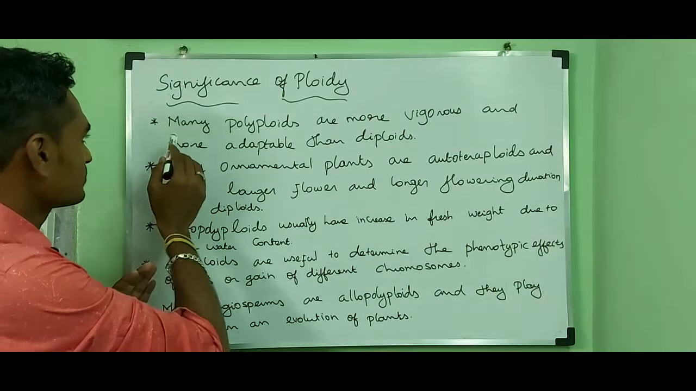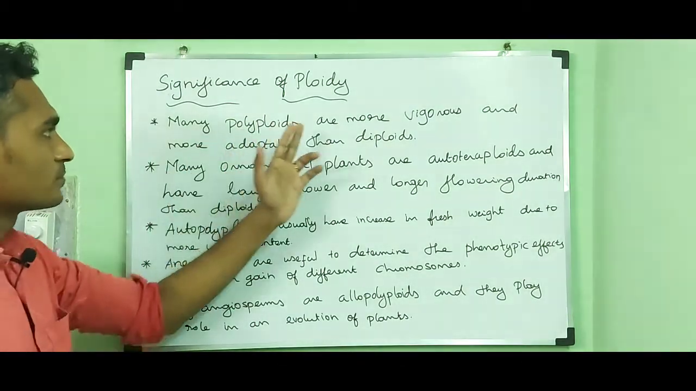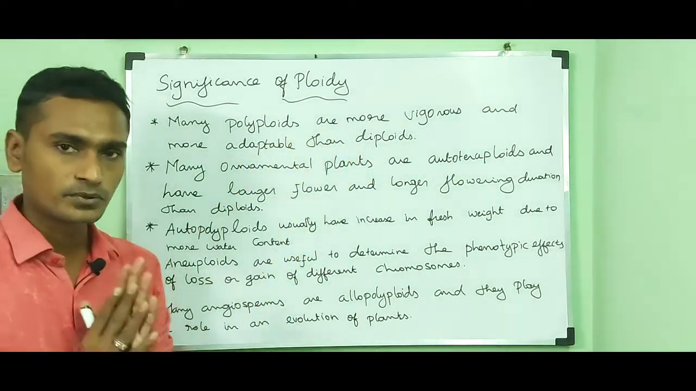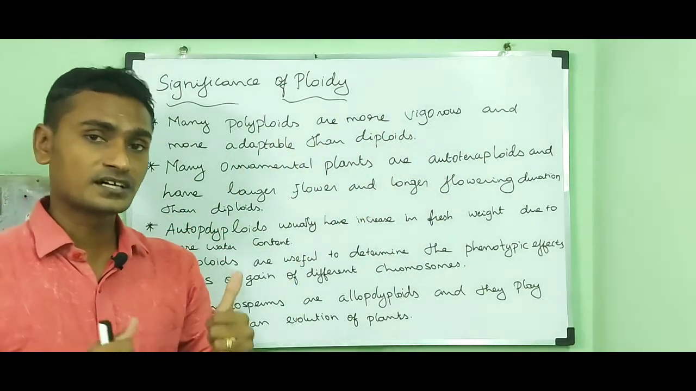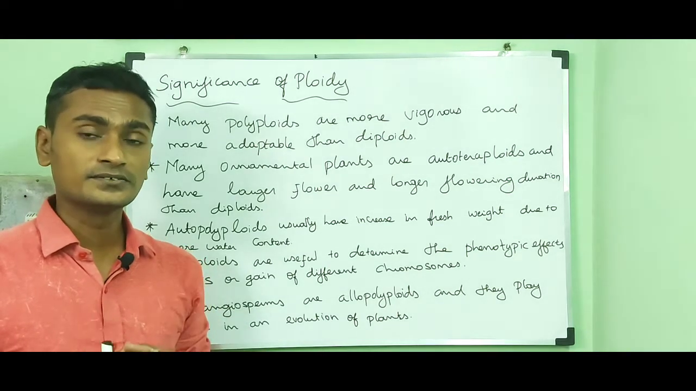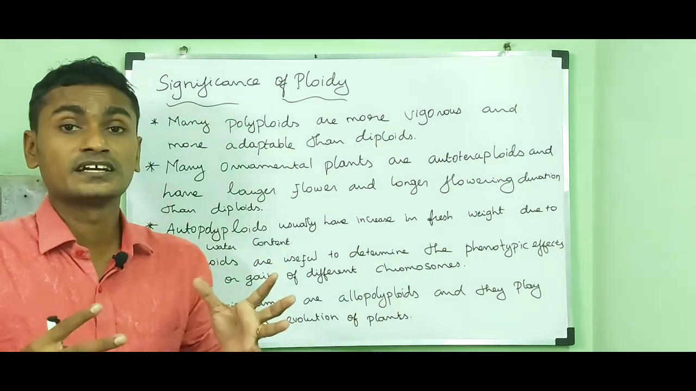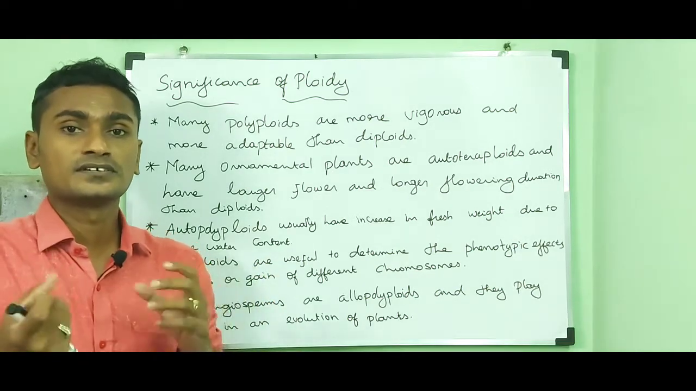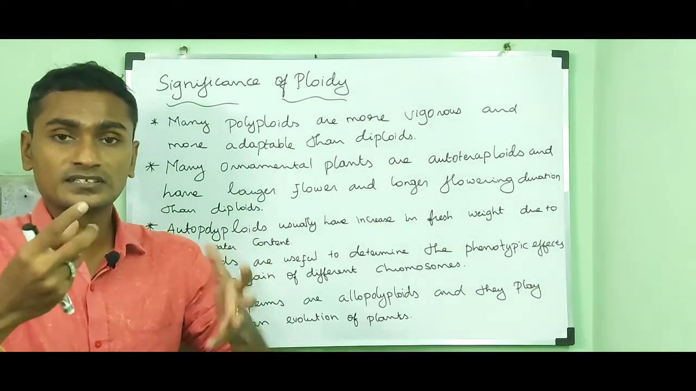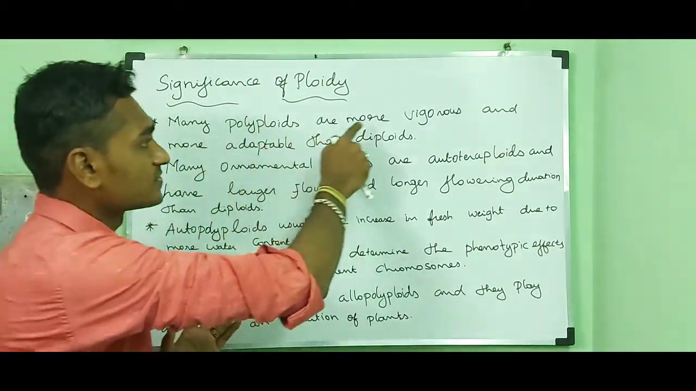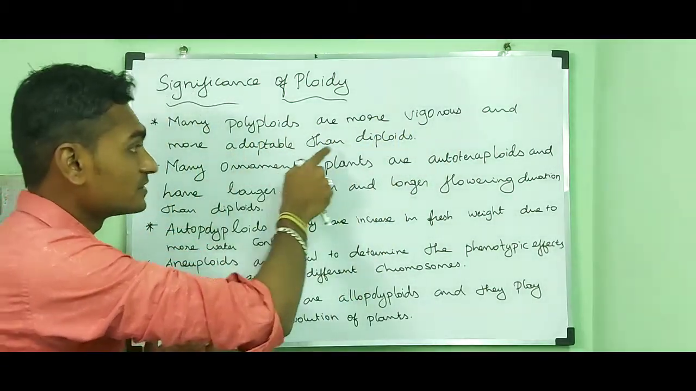The first point tells us many polyploids are more vigorous and more adaptable than diploids. Vigorous means they are strong, very active and very energetic. They can resist any kind of disease, and they can withstand any kind of environment. So many polyploids are more vigorous and more adaptable than diploids.